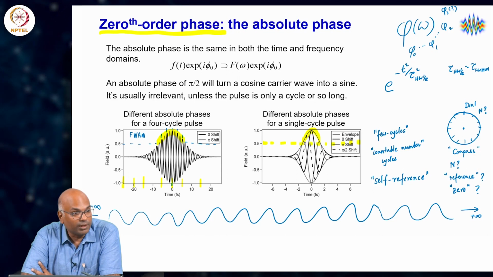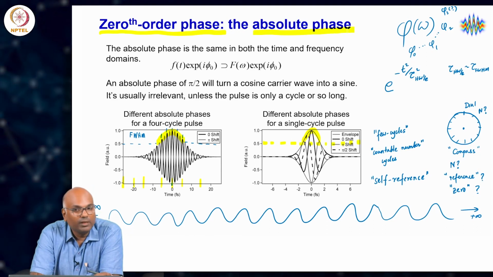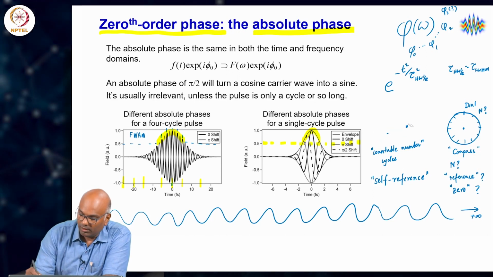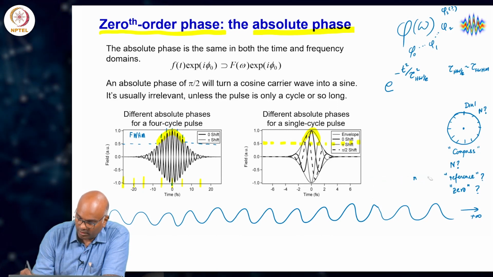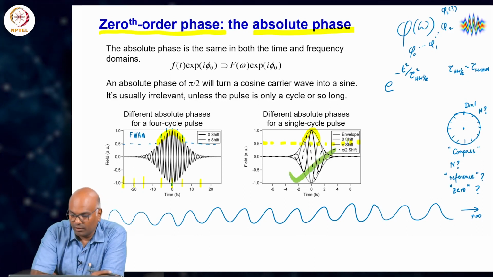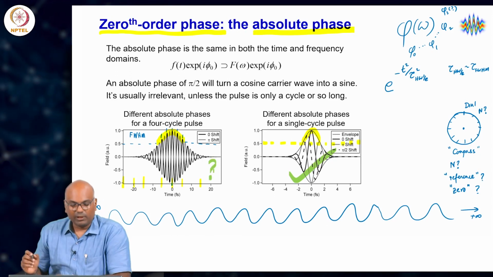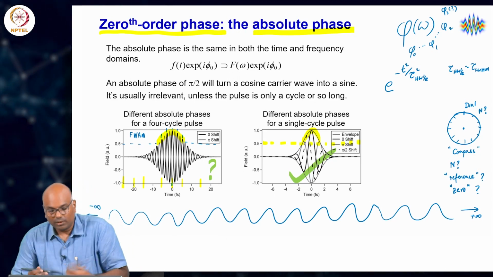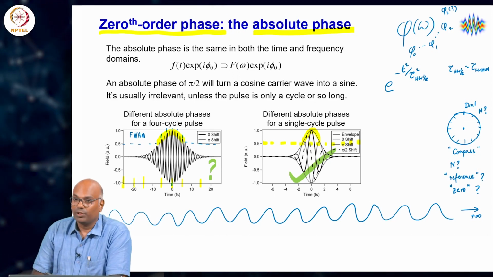But the point that we are trying to make here is that this absolute phase, or the zeroth order phase, is a meaningful, sought after quantity in the case of these few cycle pulses. It may or may not play such a big role if pulses were significantly longer than that. They become things we can't ignore in the case of very short pulses. Why?